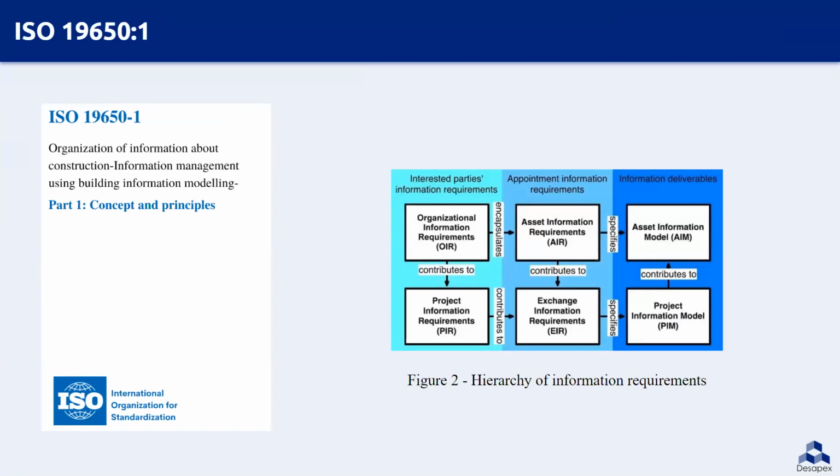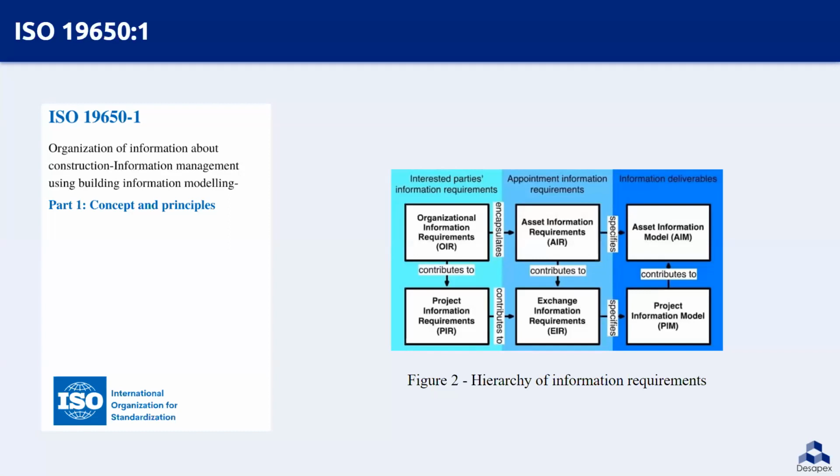On the left hand side, you see that the appointing party defines the organization and project information requirements. Once the information requirements are ready, they appoint other parties who can assist them to create the information as per requirement. We also call them a delivery team. The delivery team creates information deliverables like the project information model or asset information model. So this is a hierarchy of information requirements in the project.